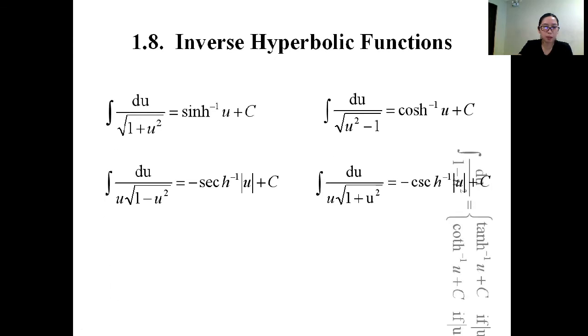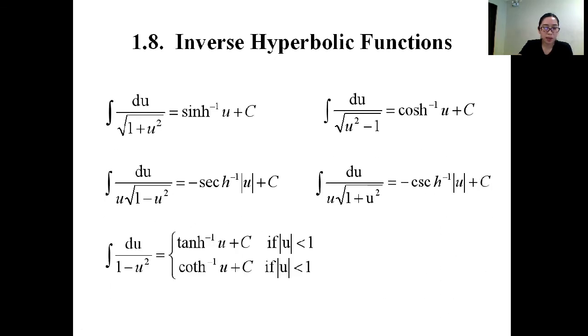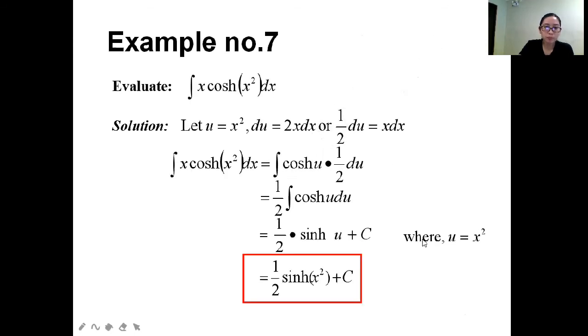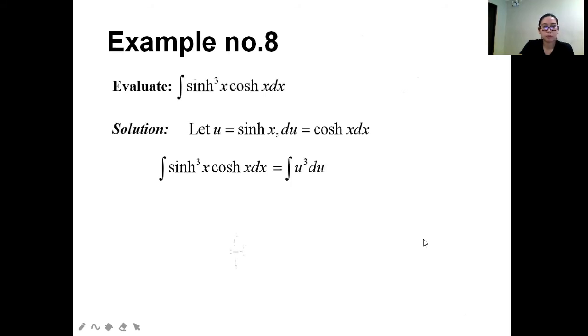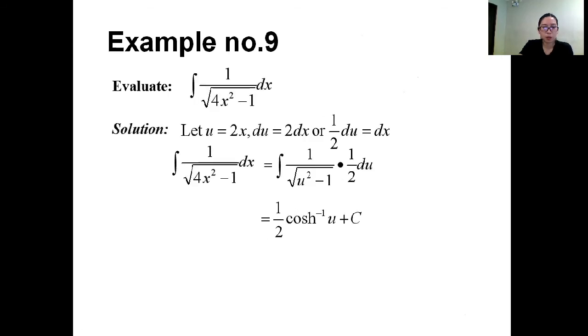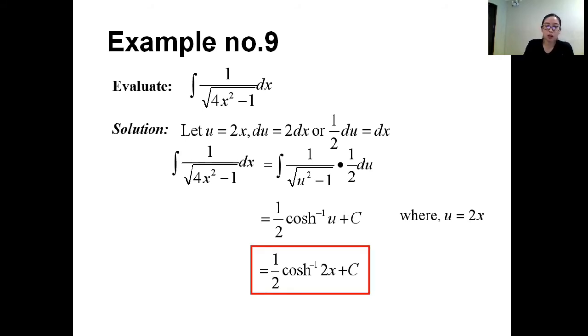So, kini ang inverse hyperbolic nga forma, no? So, naa tay forma dadto nga u squared minus 1. Kini man ang atong forma, u squared minus 1. So that is our example number 9. So our answer, kini mao man ang forma nato: 1 over square root of u squared minus 1, which is equal to 1/2 cosh inverse u plus c. So, where u is 2x, our final answer is 1/2 cosh inverse 2x plus c.